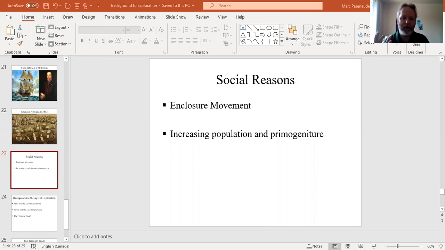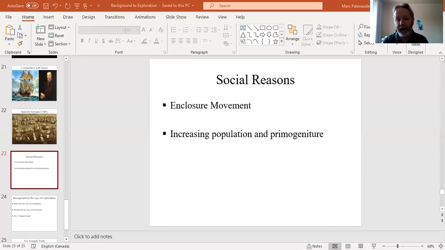So we have the enclosure movement, where you have a growing lack of farmland, with people feeling pushed and pinched in by the economic uncertainties caused by this enclosure movement. You also have an increasing population. Colonization for England provided a safety valve for the social tensions caused by increasing population.